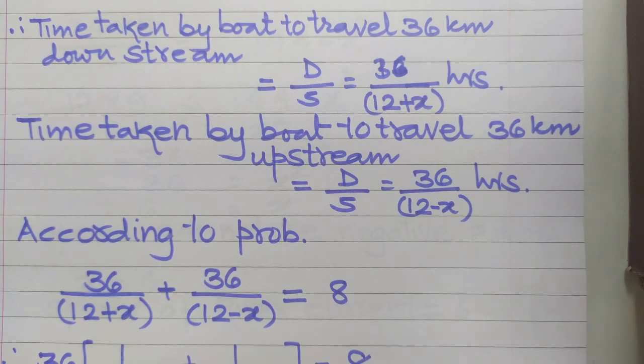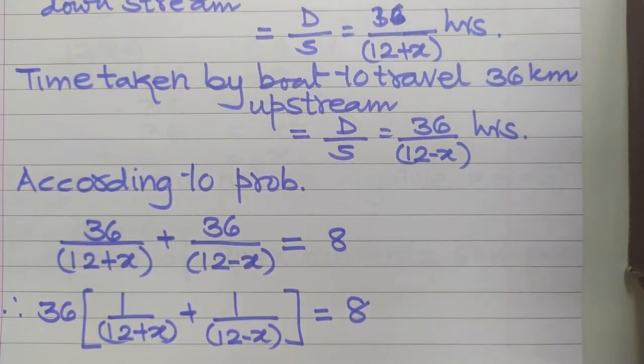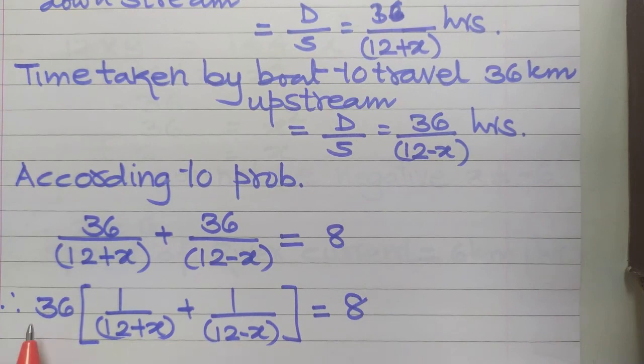So according to the problem, the boat takes 8 hours, meaning total time upstream and downstream. The sum of these two times will be equal to 8. Therefore, 36 upon 12 plus x plus 36 upon 12 minus x is equal to 8 hours. Taking 36 common, you have 36 outside. It will be 1 upon 12 plus x plus 1 upon 12 minus x, and that is equal to 8.